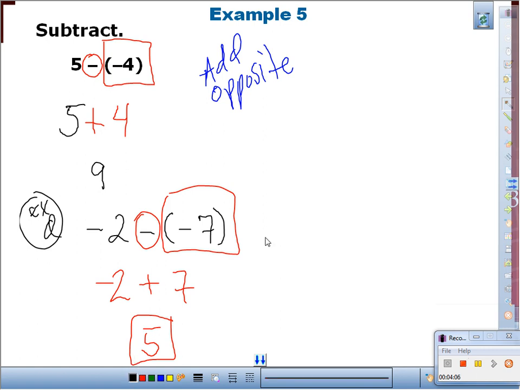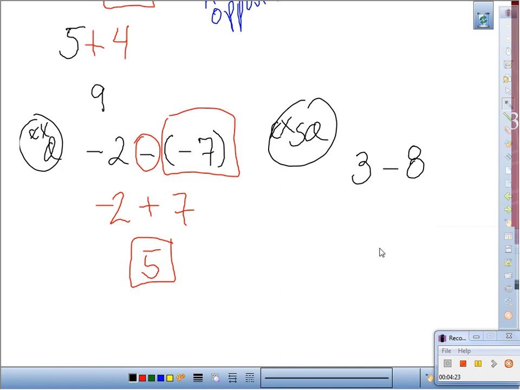Okay, let's do one more. Example Super Q. Let's do 3 minus 8. We're going to use the additive inverse property. Here we go. Is it a subtraction? Yes. So we add the opposite. What is the opposite of 8? Negative 8. Bring down the 3. 3 cancel 3 of these, so we're left with negative 5. Okay, we get that, right?